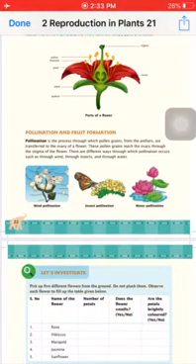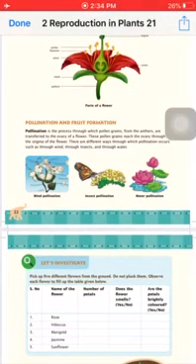Pollination means, in this term we talk about pollen grains. When pollen grains transfer from anther to the stigma, this process is called pollination, and it helps to make a seed inside the ovary, and ovary is the female reproductive part whereas anther is the male reproductive part.